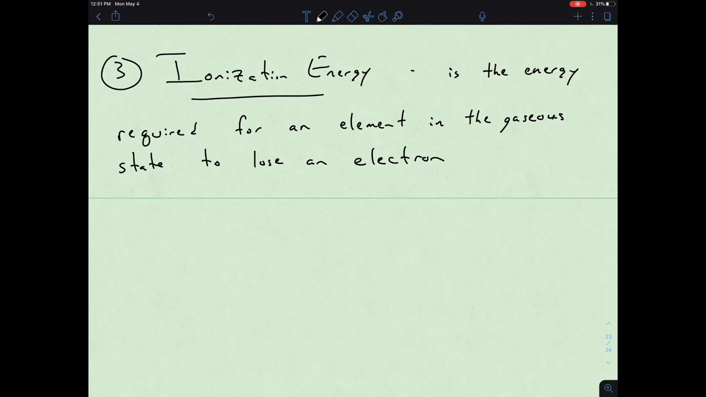So if we're looking at an example here, we could show it as sodium in the gaseous state going to sodium plus one, and then losing an electron. Right. So that's the idea with ionization energy. It's basically the energy required. I think it's an important piece of this to realize that it's energy required for an element to lose an electron.